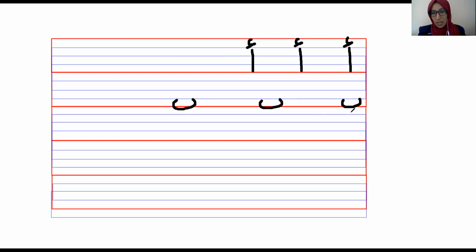But the difference will be only in the dots. B is with one dot underneath. Ta, T, has two dots on top. And Tha has three dots on top. Ba, Ta, and Tha. After that, I have three other similar letters, Jim, Ha, and Kha.